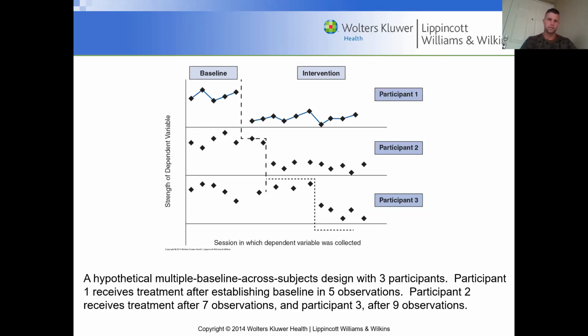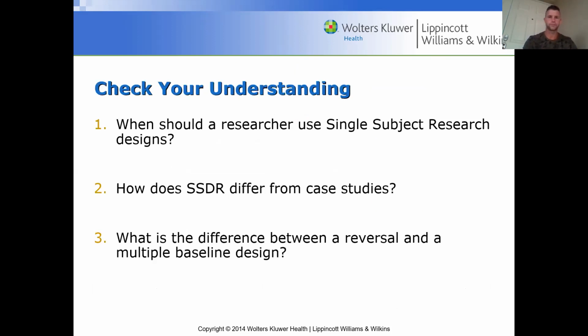We're looking at the strength of the dependent variable with the different sessions in which the dependent variable is collected. So here's a hypothetical multiple baseline across subject design with 3 participants. Participant 1 receives treatment after establishing baseline with 5 observations. Participant 2 receives treatment after 7 observations. Participant 3 has 9 observations. And so you can see how these different participants perform, varying with these different parameters. Okay.